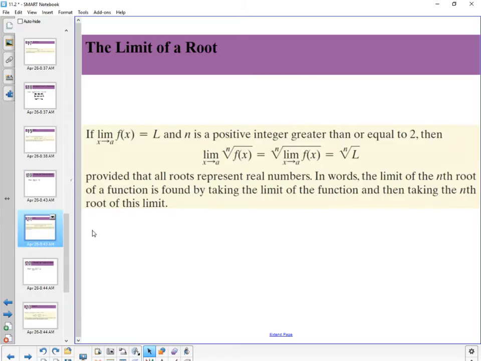Okay, the limit of a root. The limit of a root.